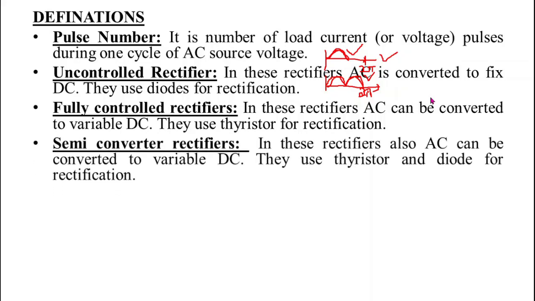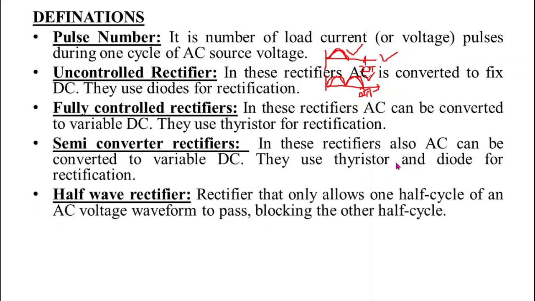Next are semi-converter rectifiers. Why are these called semi-converter rectifiers? Because they use both thyristor and diode. They also convert AC into variable DC. This variable DC is possible because of the thyristors.